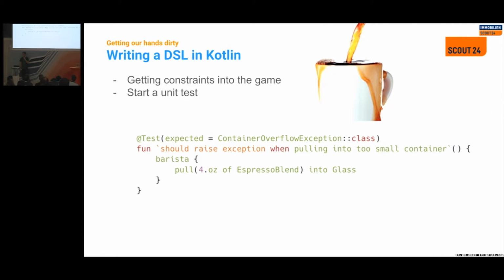Okay, let's write some tests and get constraints into the game. Let's start to write a unit test and verify that when you pull espresso into a too small container, a certain exception is thrown. Now that we established our domain-specific language in terms of vocabulary, we make sure that all the regulations and constraints are in place when we actually implement it.